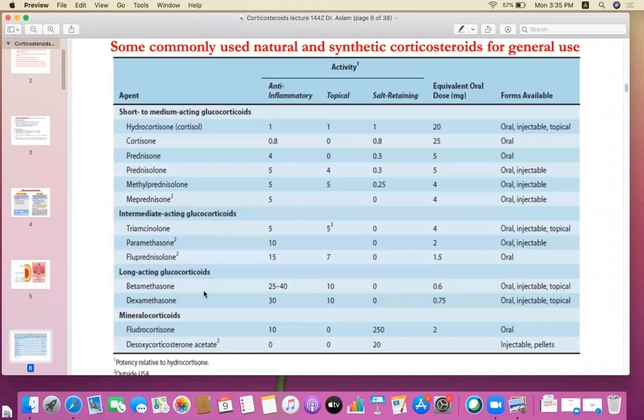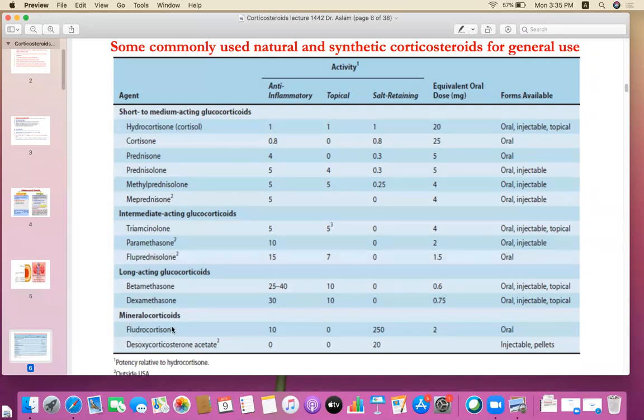And if we see the anti-inflammatory score, the highest score is with dexamethasone, 30 score, and betamethasone having 25 to 40 score. So these two, 30 and 40 score, have much more anti-inflammatory activity as compared to other glucocorticosteroids: dexamethasone, betamethasone.